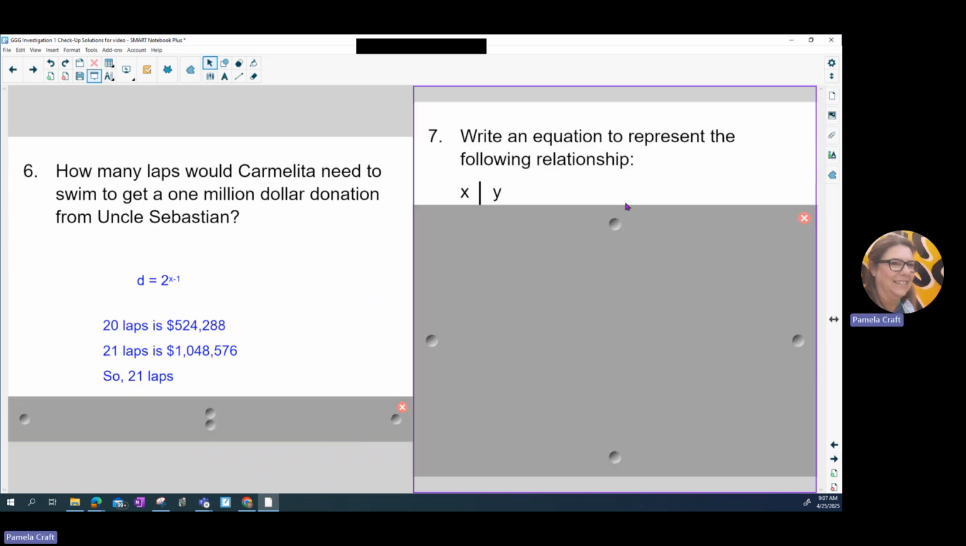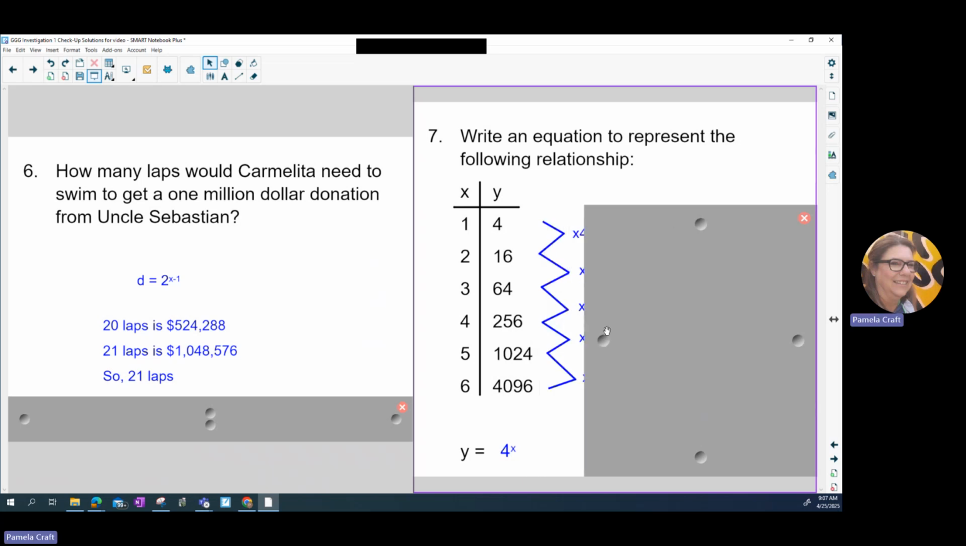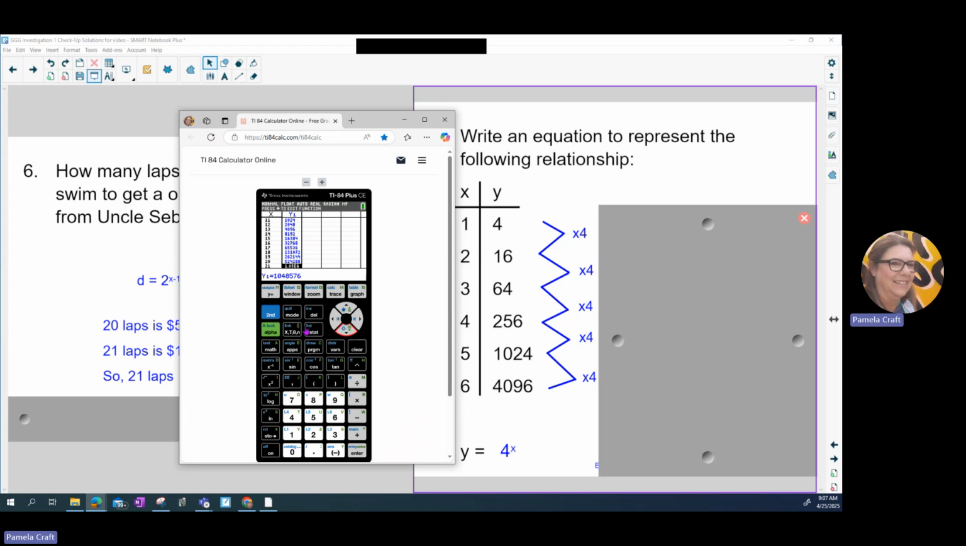Number 7, we need to write an equation to represent the following relationship. So we have 4, 16, 64, 256. I can see that we are multiplying by 4. 4 times 4 is 16, 16 times 4 is 64, and so on. So I'm going to start with 4 to the power of x on my calculator and see if it matches. Get rid of that minus 1.